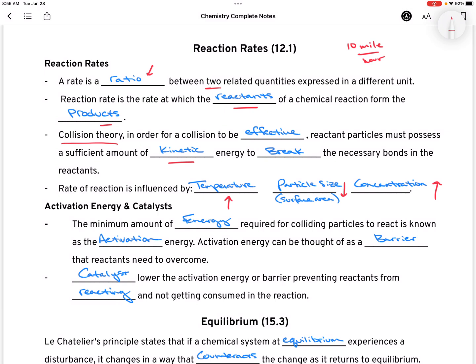Okay. Now, there are other ways to do this, and that is by using a catalyst. Actually, I'll back up. Let's talk about what activation energy is first. So activation energy is the energy required to get a reaction started.